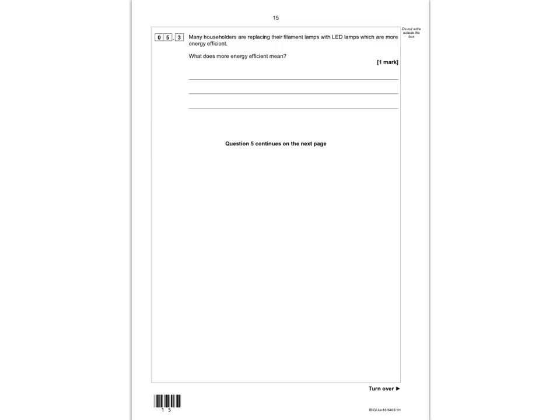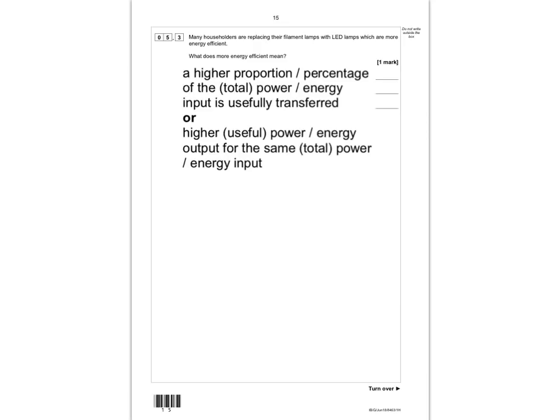Question 5.3 says many householders are replacing their filament lamps with LED lamps which are more energy efficient. What does energy efficient mean? So if something's energy efficient, it converts more of the total energy input into useful energy output. So it converts a greater percentage or proportion of the total energy coming in into useful energy going out. So on screen now is how the examiners would like you to answer it. A higher proportion of the total power input is usefully transferred, or you could have a higher useful power output for the same total power input.